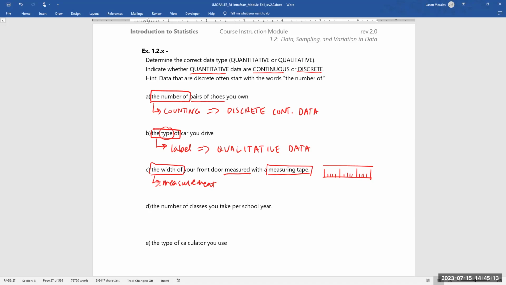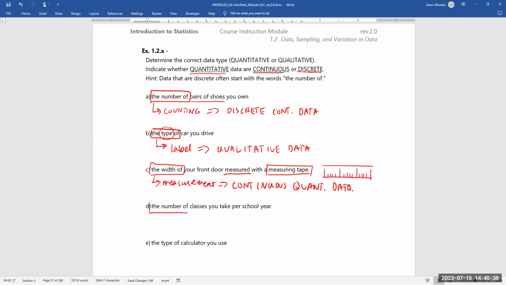Because we're using a measuring tape with increments of measurement on there, this is going to be an example of continuous quantitative data. So it's a measurement, so it's quantitative, but this is going to be continuous quantitative data.